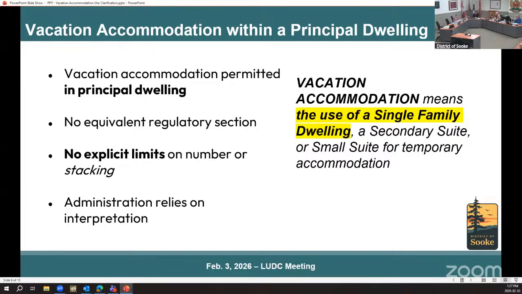Another example where clarity is needed is where vacation accommodation is proposed within a single family dwelling, which is permitted by its definition only. For example, a room for rent on a short-term basis. As well, there's no explicit zoning direction regarding the number of vacation accommodation units permitted on a property where multiple dwellings or dwelling units are present, referred to here as stacking. As a result, administration of short-term rentals has relied on interpretation rather than clear zoning provisions.